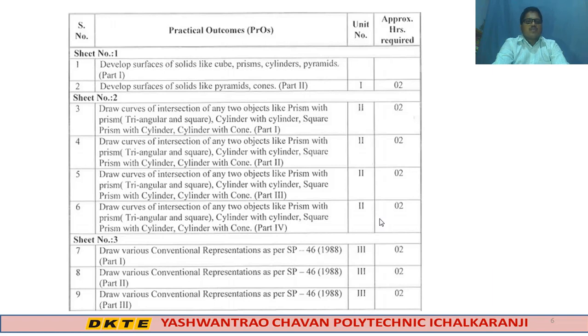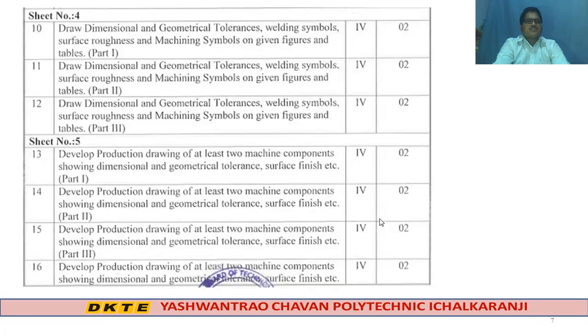Third sheet on the conventional representation as per SP 46. In that they have also given you can take 3 sheets on it. On sheet number 4, total 3 sheets are given in your syllabus, and this is on tolerances, means on production drawing.